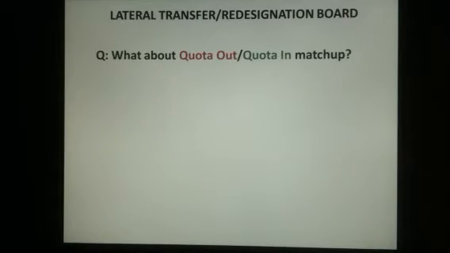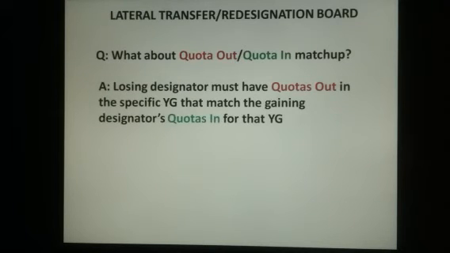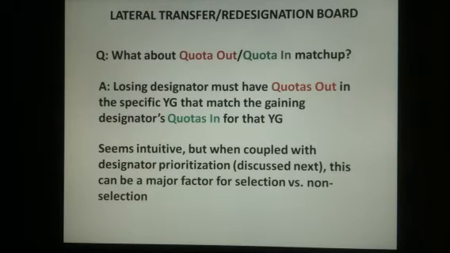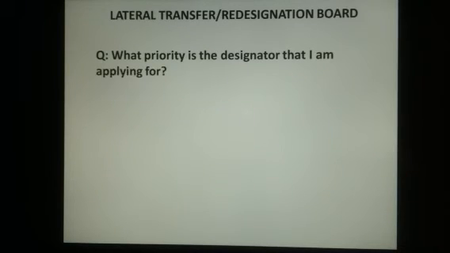So the next question is, what about the quota out and quota in matchup? The losing designator has to have quotas out in the specific year group that match the gaining designator's quotas in for that year group. So if there's no quota in, the quota out doesn't match up. I know that seems intuitive, but we're going to talk in a moment about community prioritization, and so these things together can be a major factor that determines selection versus non-selection. So the next question is, well, what priority is the designator or the community that I'm applying for?